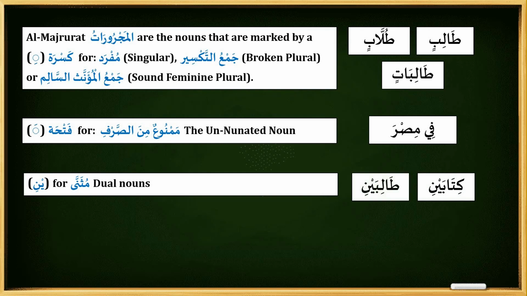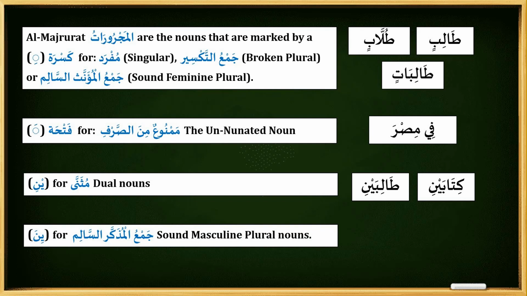Kitabaini, talibaini. And they get ya with kasra and nun with fatha. Ya nun for jamul mudhakkar salim, sound masculine plural. Mudarrisina and muslimina.